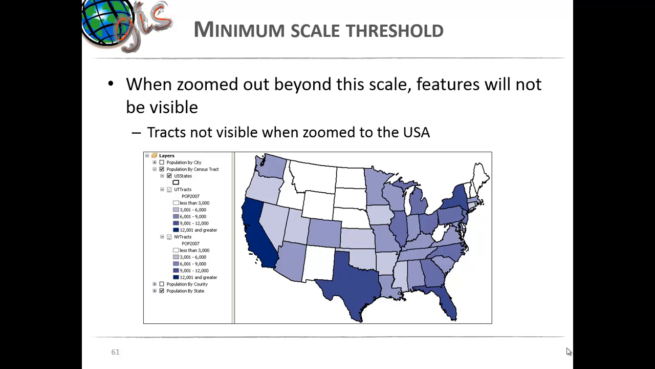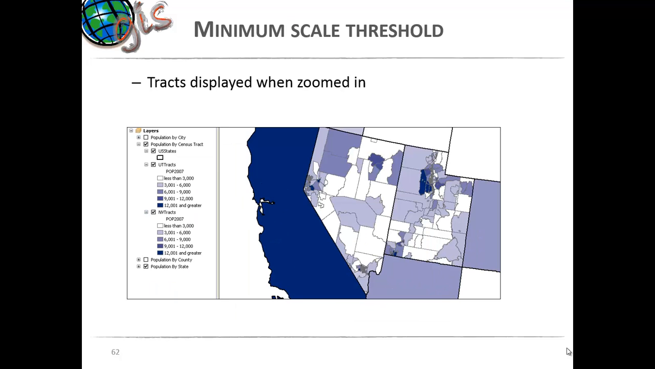So when you are at a state level or something like that, it's going to turn off these tract layers so that they won't be distracting, because that's not what we want to do. When you're looking at the states, you don't look at census tract data. We want to look at state data. So with the minimum scale threshold, tracts are displayed when zoomed in.